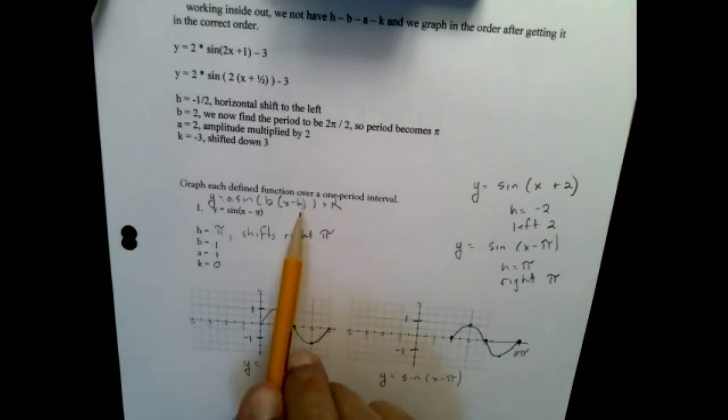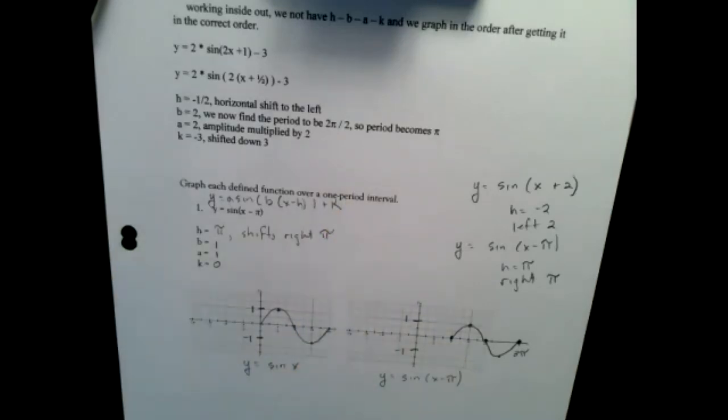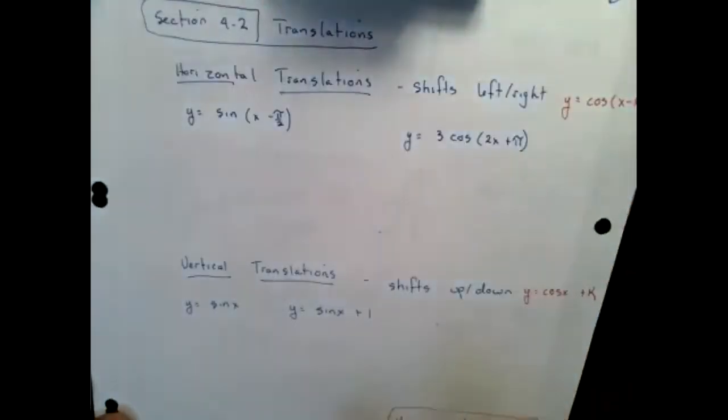And then when we get to K, when K is positive, it goes up. When K is negative, it goes down. So what you're kind of asking about is what the introduction to 4.2 would be, and that's this guy.